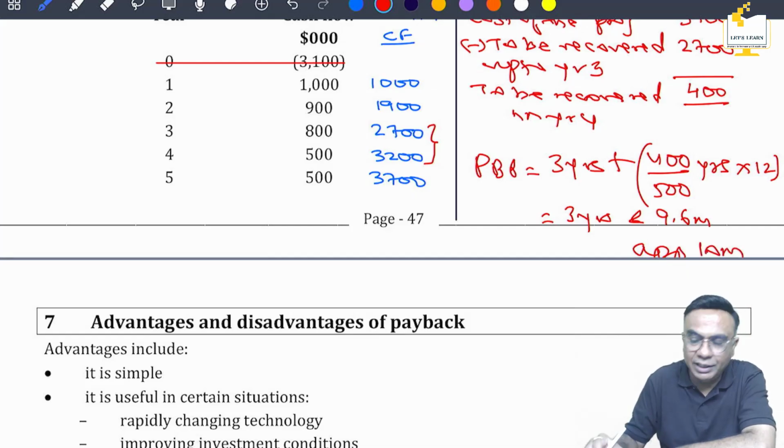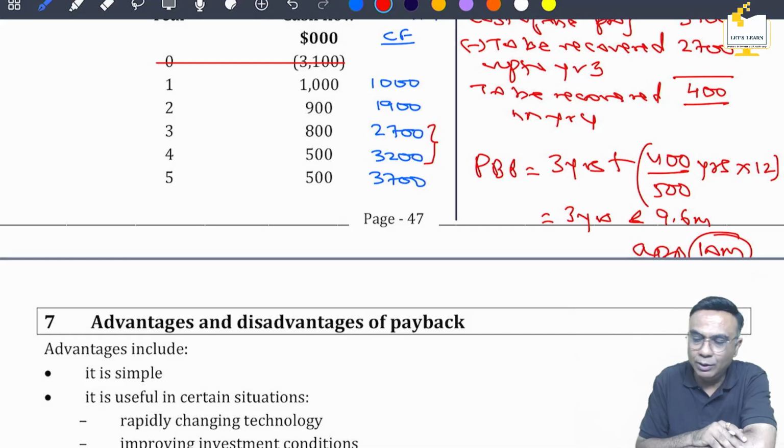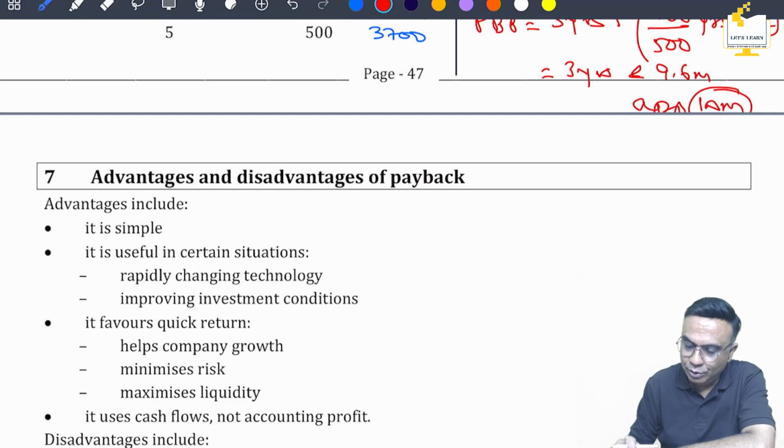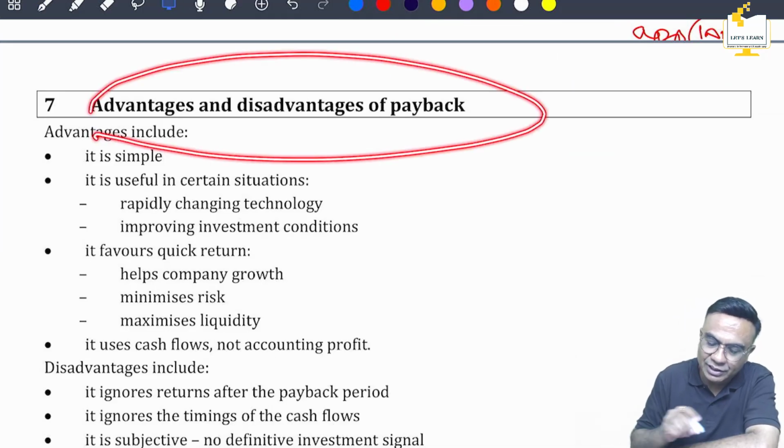Okay, so approximately 10 months is your answer. So 3 years and 10 months approx is the answer. I hope it is clear. So this is about calculation of payback. Now let us discuss advantages and disadvantages of payback.